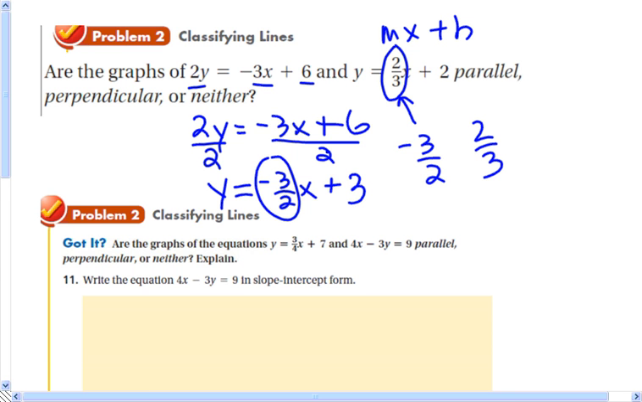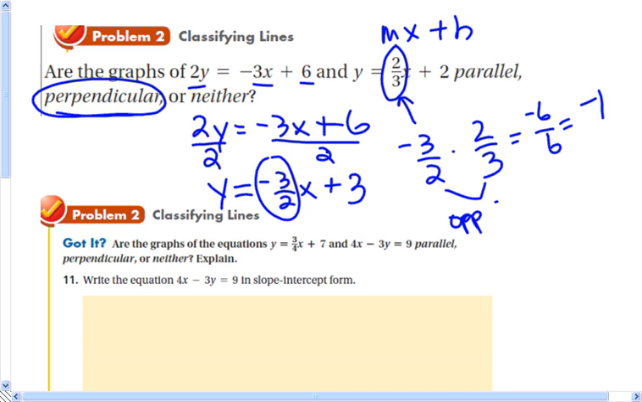And -3 over 2, how does that compare to 2/3? They are flipped, and one is positive and one is negative. If we multiply those two, we're going to get -1. So we're going to say that these two are perpendicular because our slopes are opposite. These two numbers are opposite reciprocals.